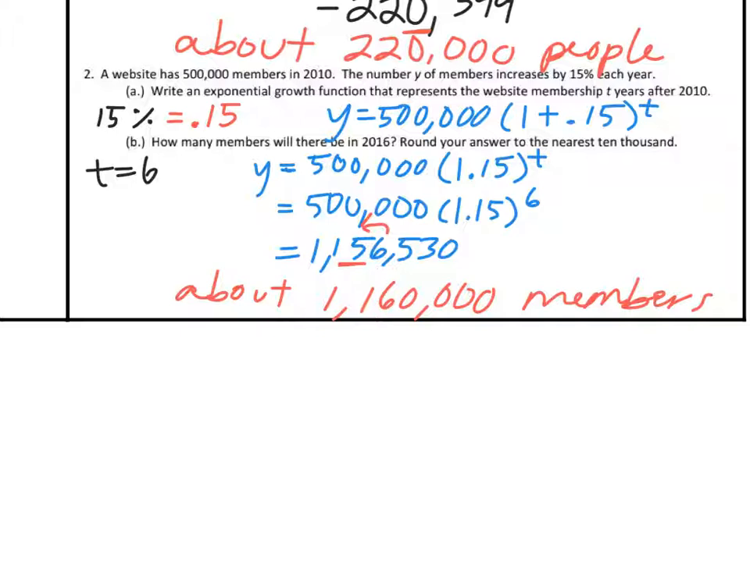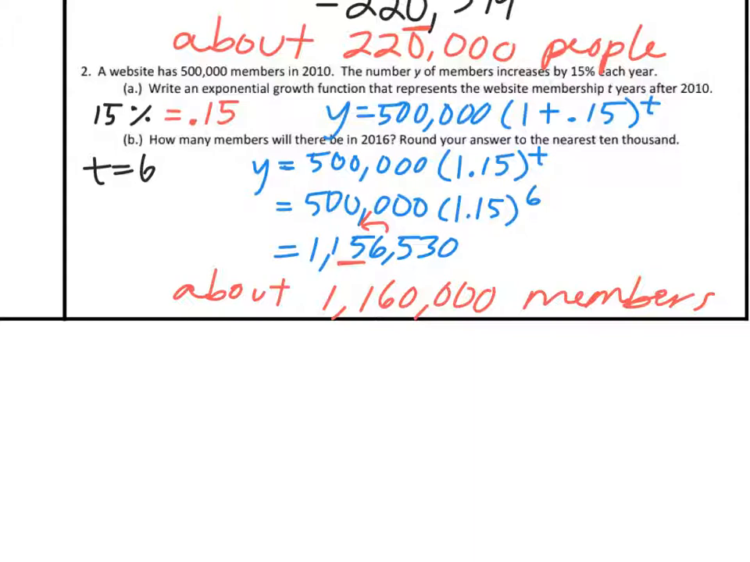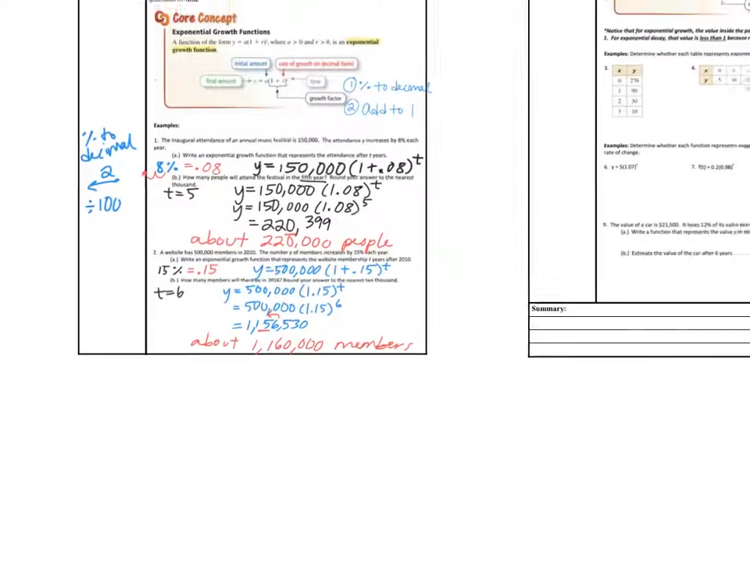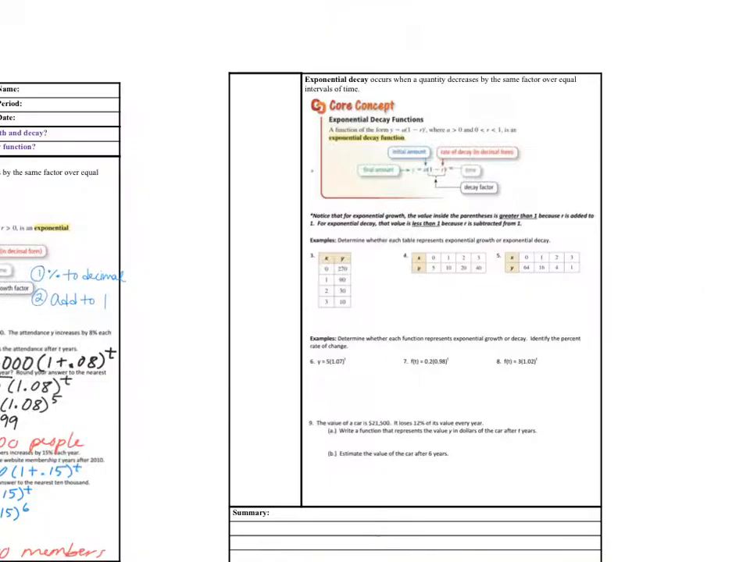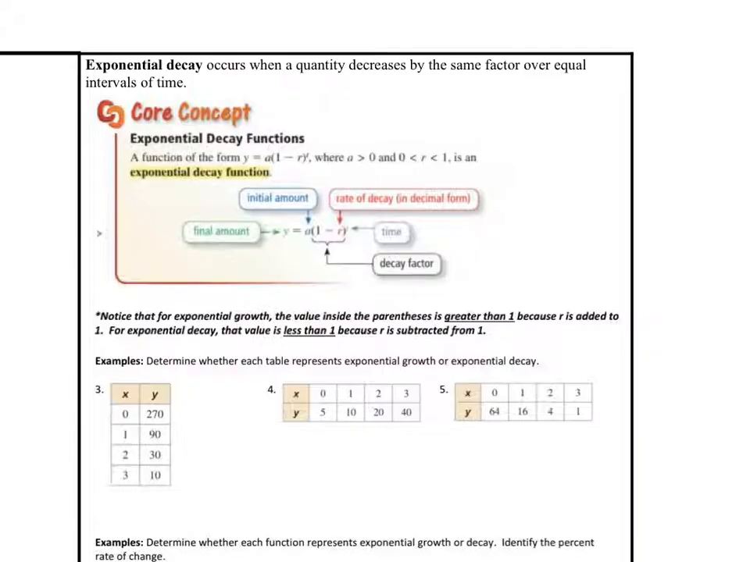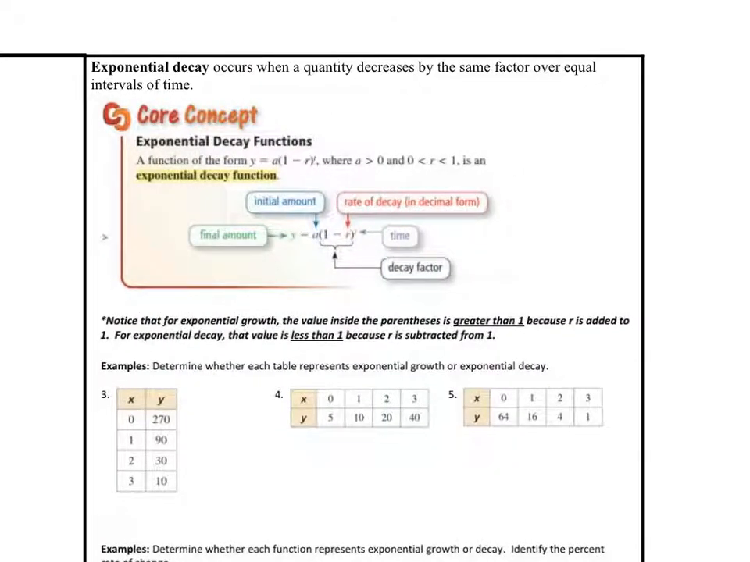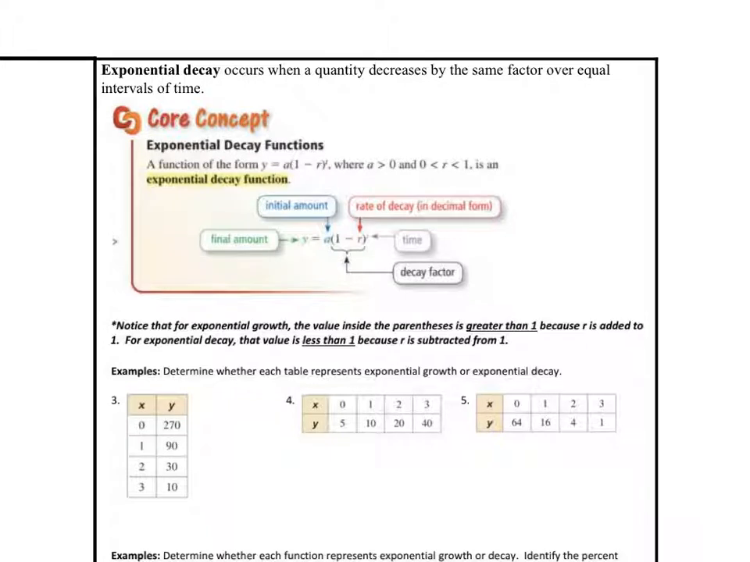So whenever you're ready, you can flip it over. Decay is when we have a quantity decreasing by the same factor over time. So increase, growth; decrease, decay. And same thing for my steps, but just one small thing is different, and it's pretty important that you pay attention and decide before you start writing an equation, is it growth or decay?